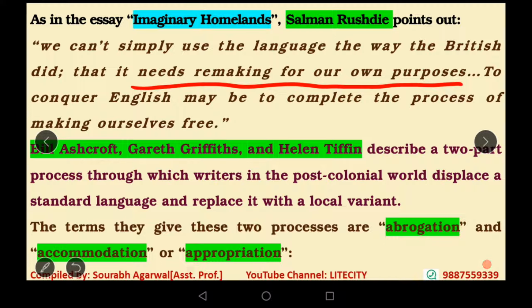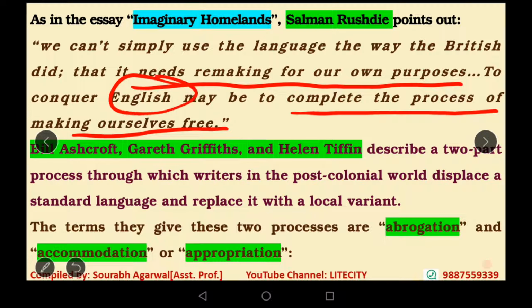To conquer English, maybe to complete the process of making ourselves free. How great this declaration is, that we have to conquer English also. Now, conquering English means we should reject, that is abrogation, the syntax, and the second thing is we should introduce our own idioms, our own point of view. That will be a complete conquering of the colonizer's language.